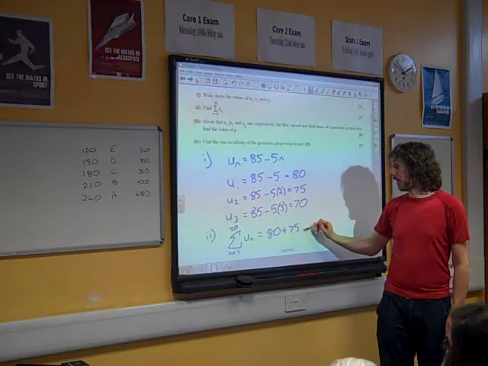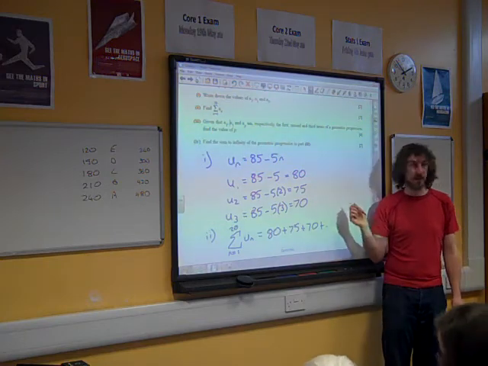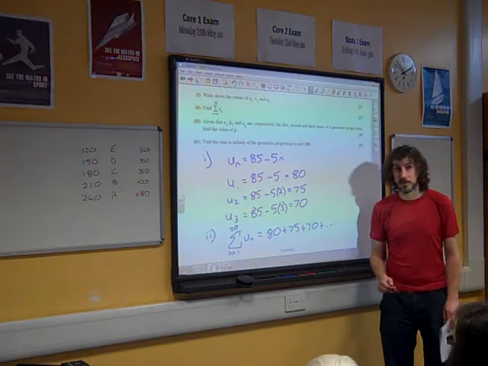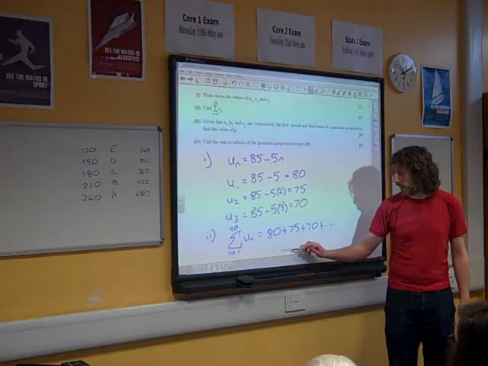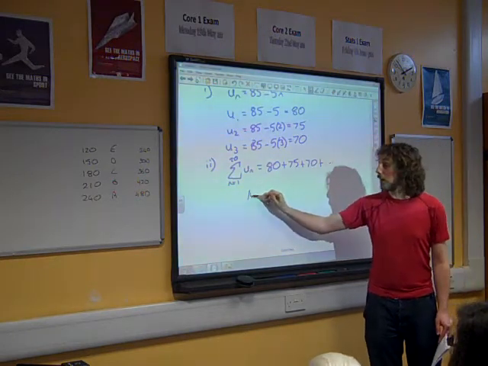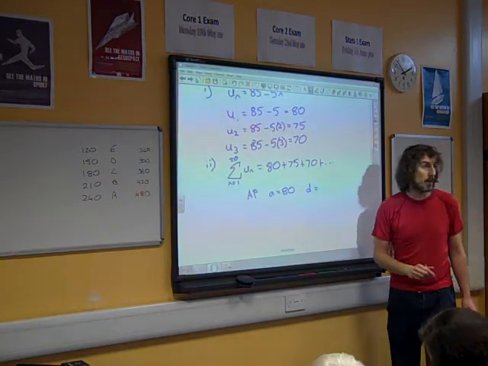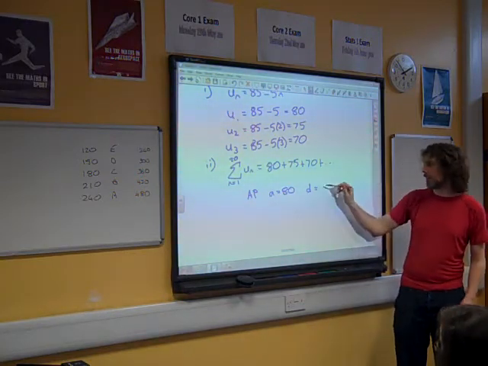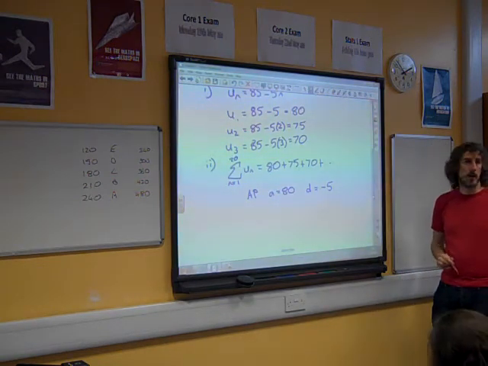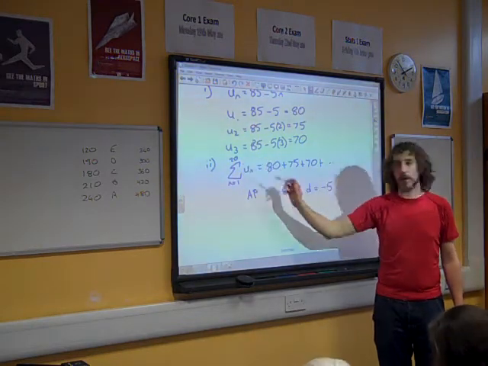Now, you can, if you really want to, go through the whole thing of working out all the 20 terms and adding them all up, and you would get the marks for doing that, but that feels like a slightly daft way to do it. What we want to do is to recognise that this is an arithmetic progression. It has a first term of 80, and the common difference, well, it's going down by 5, isn't it? So it's a common difference of minus 5 each time. And we want the sum of the first 20 terms, because n goes from 1 up to 20.